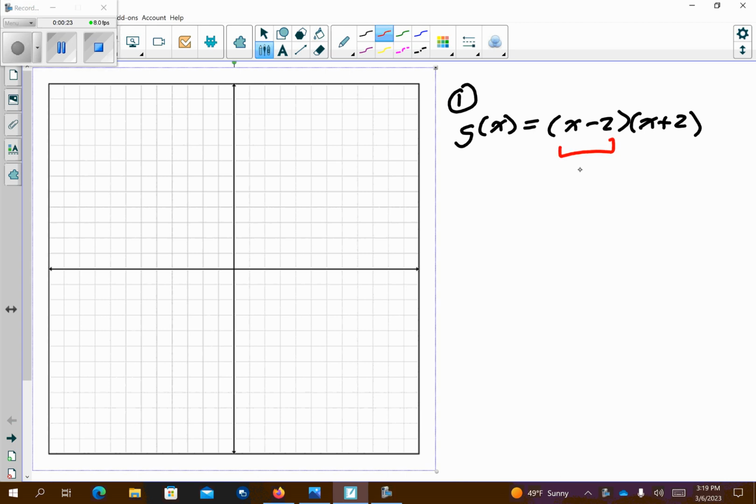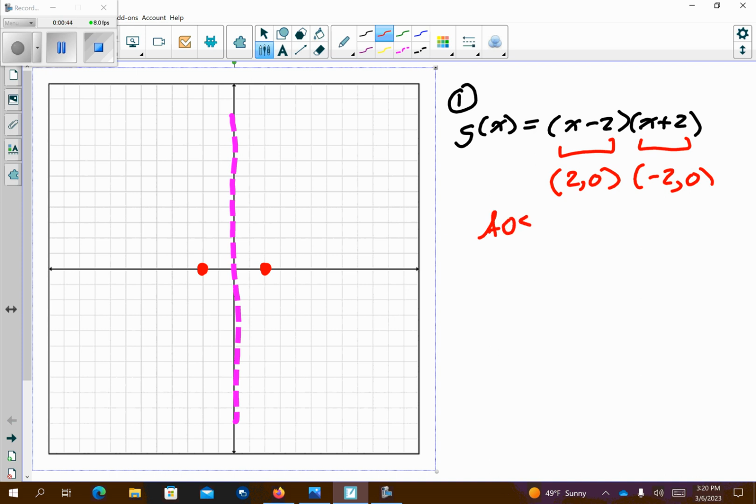So this is going to yield me the point 2 comma 0. Notice it's opposite of the value. This is going to yield me the point negative 2 comma 0. So if I have 2 comma 0 here and negative 2 comma 0 here, what is halfway in between them? Yeah, 0. So that's where my axis of symmetry is. So my axis of symmetry is going to be x equals 0.